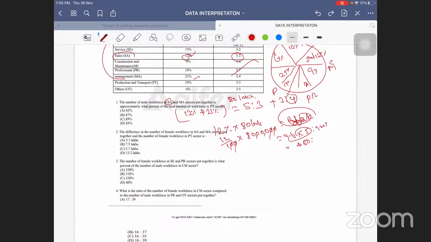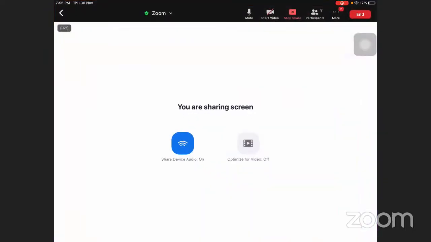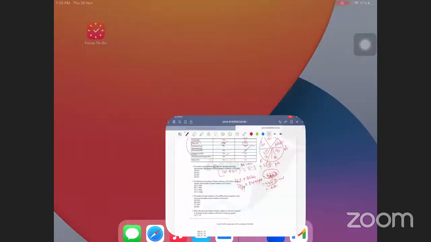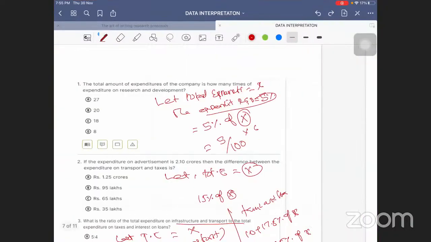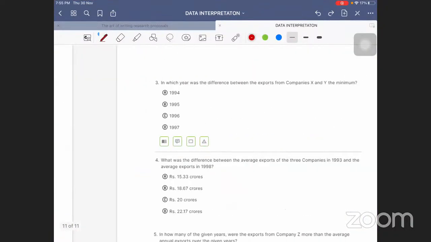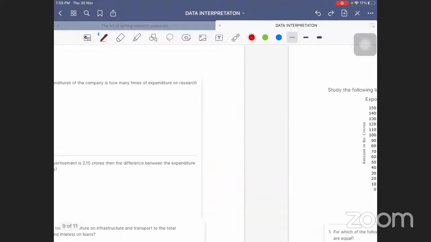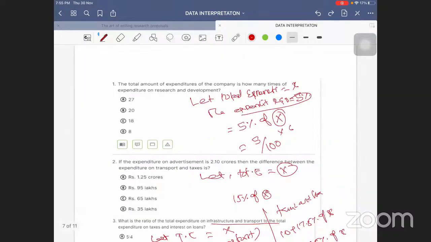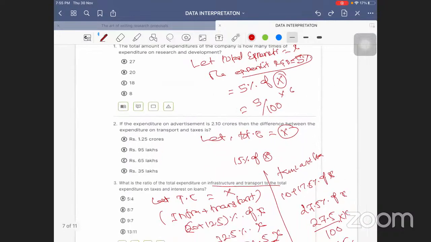Clear? How many people are there? Nine people are there, I just checked. Interest loan on transport is 5%. Sorry, I will just check.